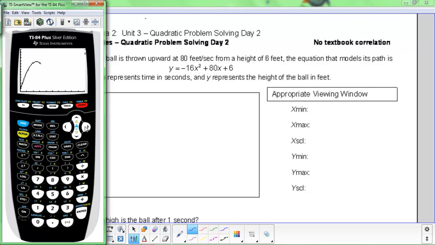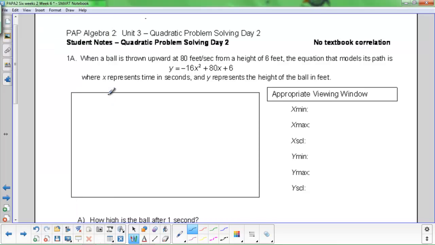Graphing that will give me this better picture. And as you can see, I could have reduced it to 5 and gotten a full screen parabola instead. That's what's going to go in this box here. We're going to draw our parabola.